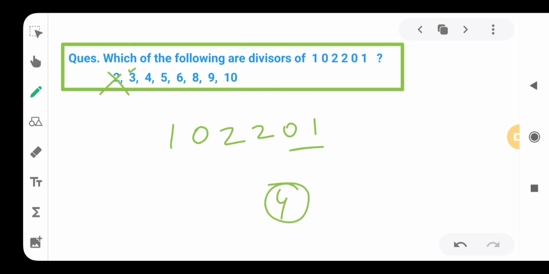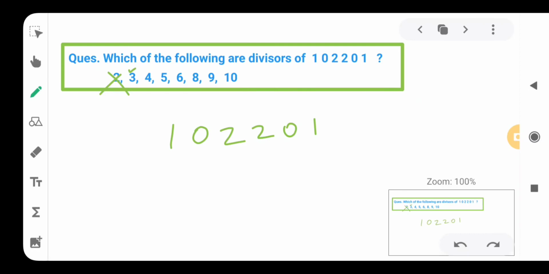We have to check by 4. For that, we take the last two digits, and they must be divisible by 4. 01 is not divisible by 4, so this is not divisible. That means this entire value will not be divisible by 4. ये पूरी की पूरी value 4 से divisible नहीं होगी, क्योंकि last two digit क्या है, 4 से divisible नहीं है.